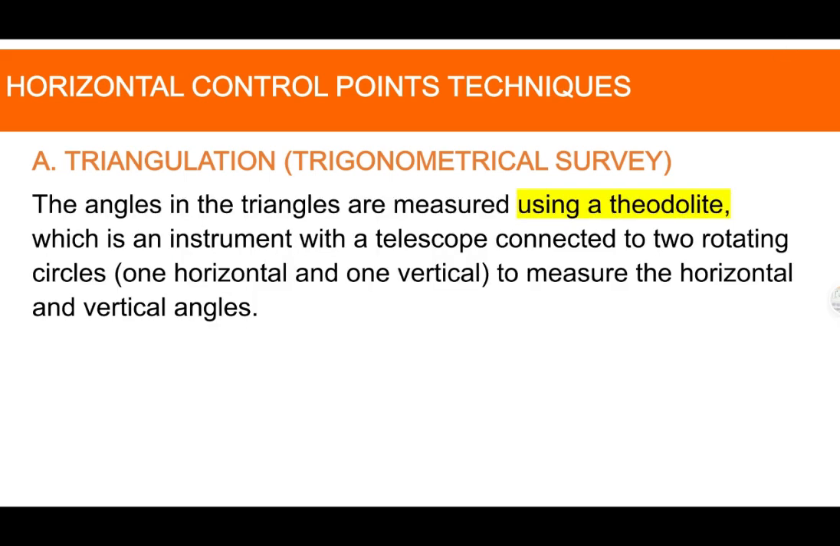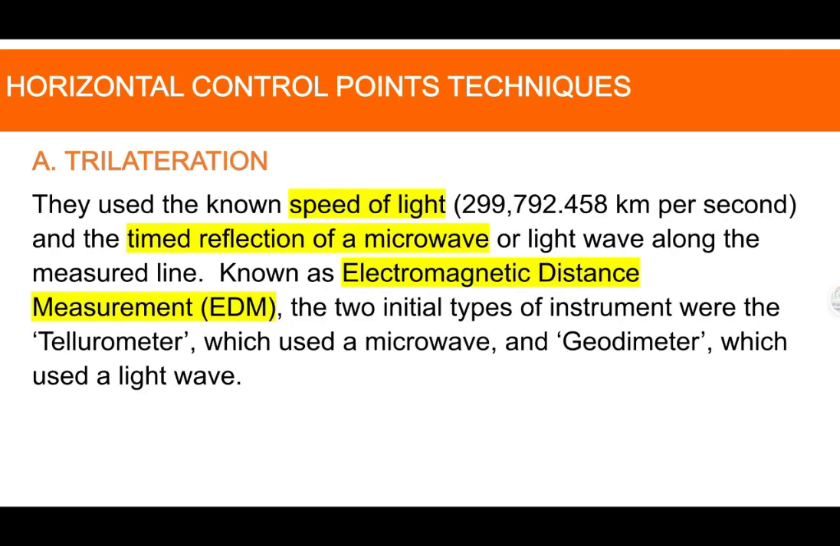The angles in the triangles are measured using a theodolite, which is a device we usually use in surveying lab or surveying field. This is an instrument with a telescope connected to two rotating circles. One is horizontal and one is vertical, in order to measure the horizontal and vertical angles.